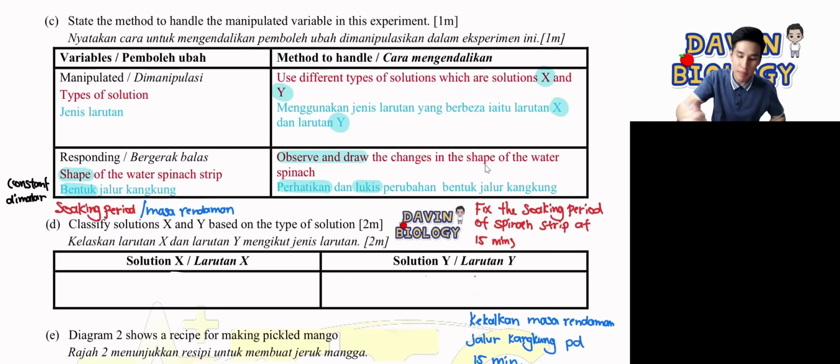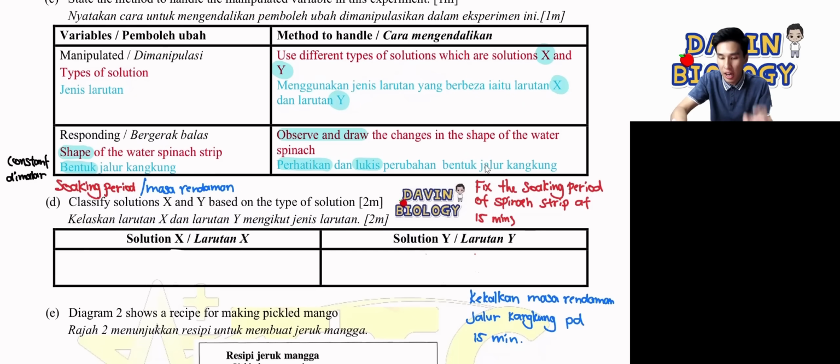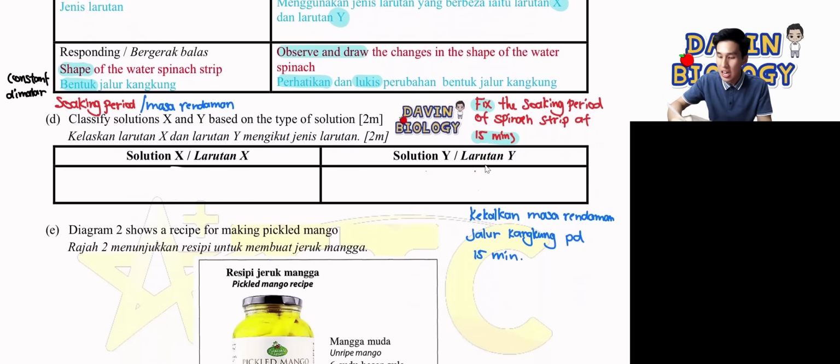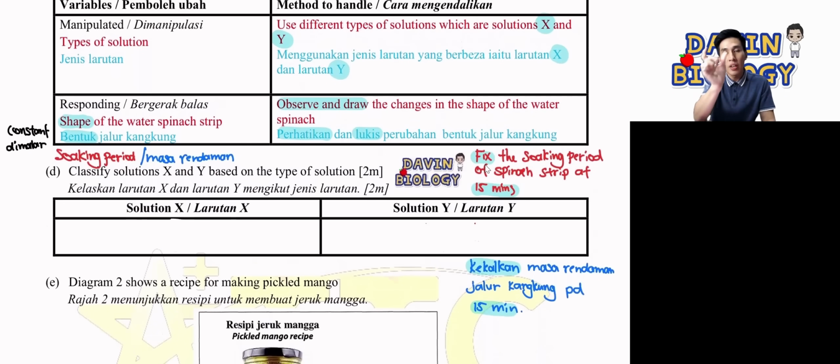Now for the constant, dimalakan, it is the soaking period. That means how long you are going to soak your spinach strip inside solutions X and Y. Both of course have to be the same. If one is 15 minutes, both also have to be 15 minutes. So it's the soaking period, masa rendaman, and you need to mention how long. If it's 15 minutes, you have to list down 15 minutes as the keyword. Fix the soaking period at 15 minutes, kekalkan masa rendaman pada 15 minutes. The value that you fix, you need to mention.